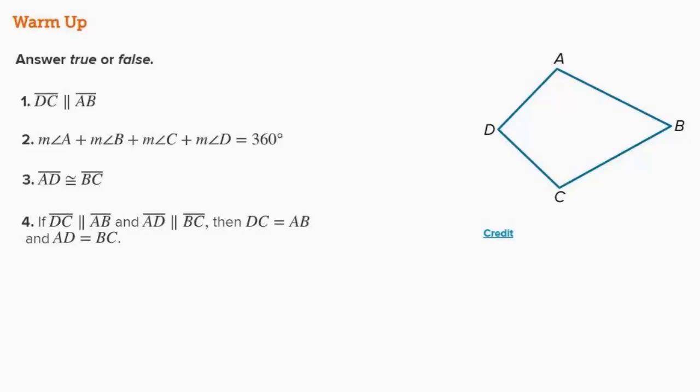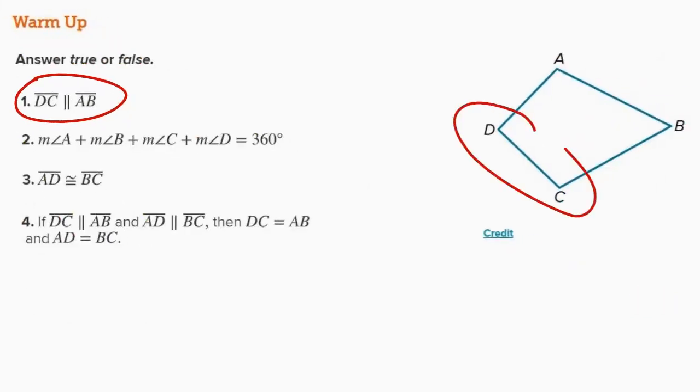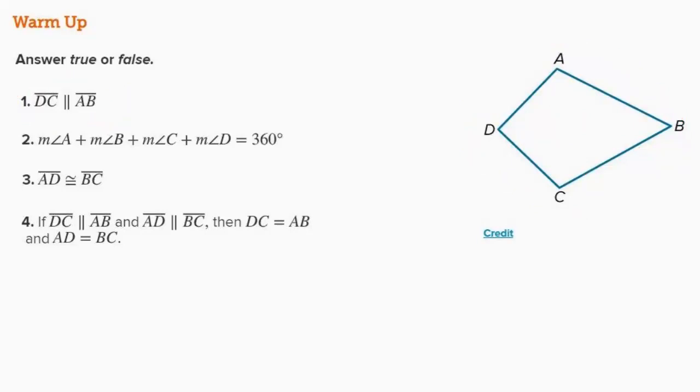Okay, so on this warm-up, first true-false question, DC is parallel to AB. Were we given any information on that figure to say that those two sides are parallel? Nope, so this would be false.